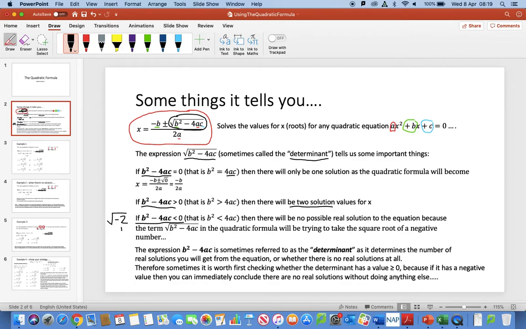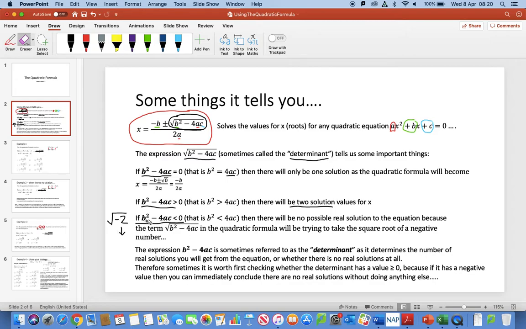Now, we've talked previously about what happens when we take the square root of a negative number. We get an error. We can't do it. In fact, the answer is indeterminate. That's because when we take the square of a negative number, it's always positive. So you can never have the square root of a negative answer. So there's no real solution to that expression, square root of b squared minus 4ac, when the value of b squared minus 4ac is negative.